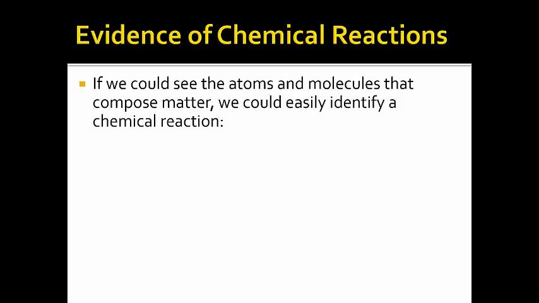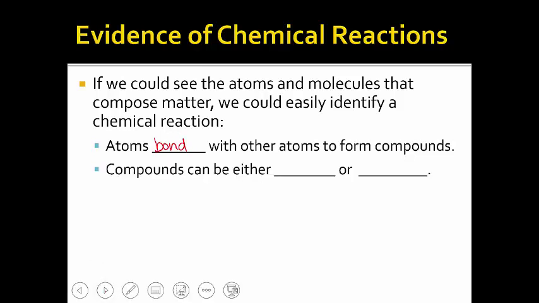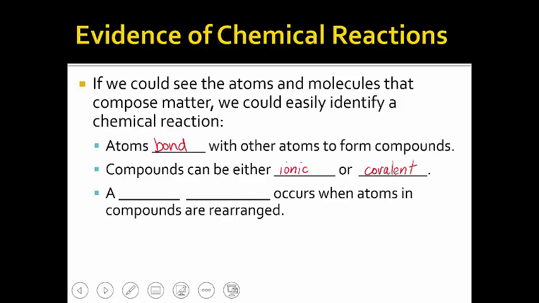But we usually can't. So let's talk a little bit first about what are some of the things that are happening in a chemical reaction. What are atoms doing? Atoms bond, right, with other atoms to form compounds. What kinds of compounds can we have? Right, ionic and covalent. Those aren't the only two, but those are the ones we like to deal with. A chemical reaction occurs when atoms and compounds are rearranged. That is the main idea of what we're talking about here.